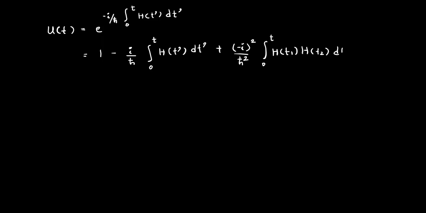dt1, dt2. Now the problem is this: since the Hamiltonians at different times do not commute, the value of this particular integration will be different when you have H of t1 first and H of t2 second, than if you interchange them. So the evolution of the wave function can actually be different.